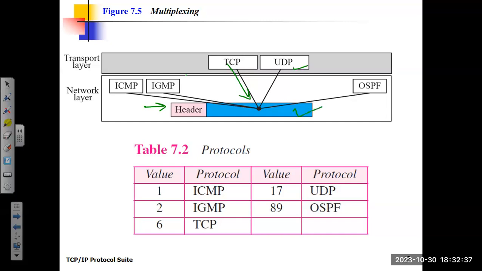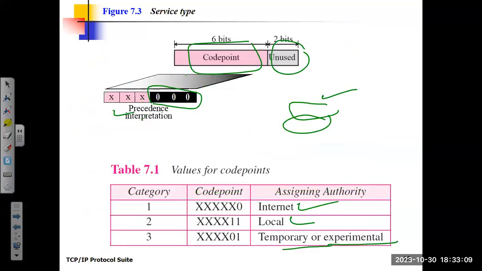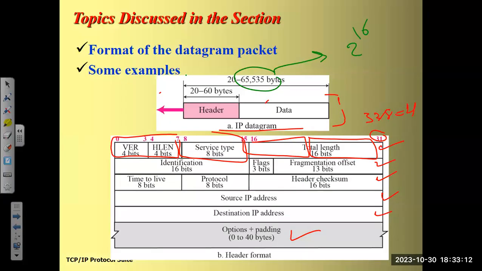Sometimes the IP protocol provides service for same-layer protocols. For example, and we'll discuss that tomorrow, something called ARP, ICMP, IGMP, or OSPF, the open shortest path, I forget the total. Each protocol has a value, a symbol. If this data is coming from TCP, for example, what will you write here? The value here will be 6. Simple. That means the destination will know, oh, that's a TCP protocol.